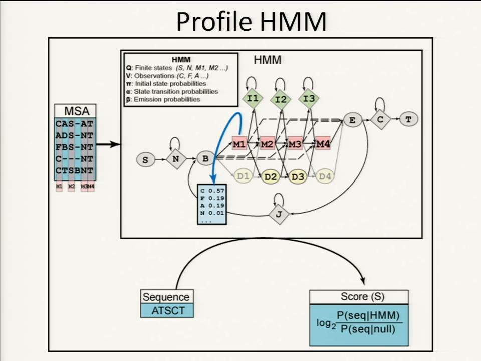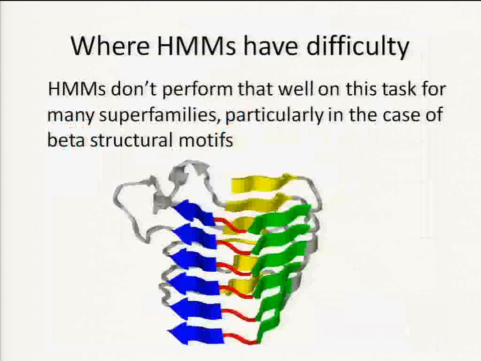About HMMs: they are memoryless, which means that at each position the emission depends only on the current state. So dependent rates are not captured in an HMM. So we will have difficulty in organizing families, particularly in modeling beta structural models.